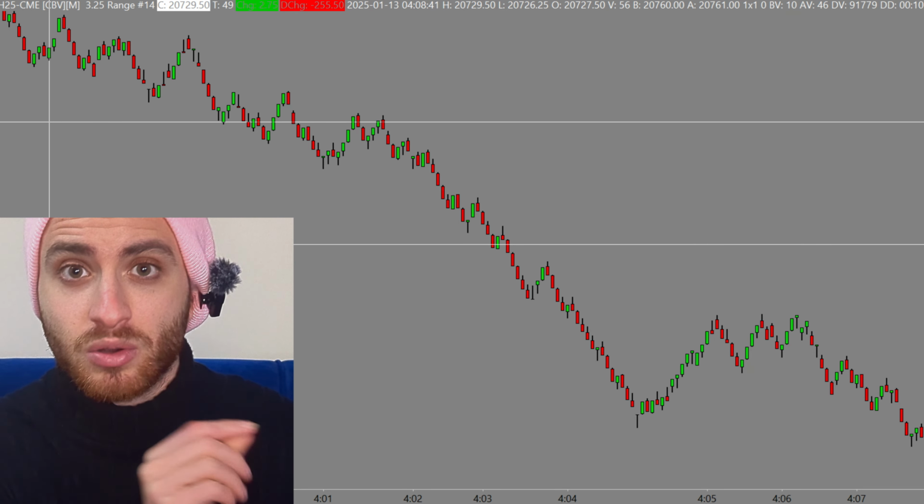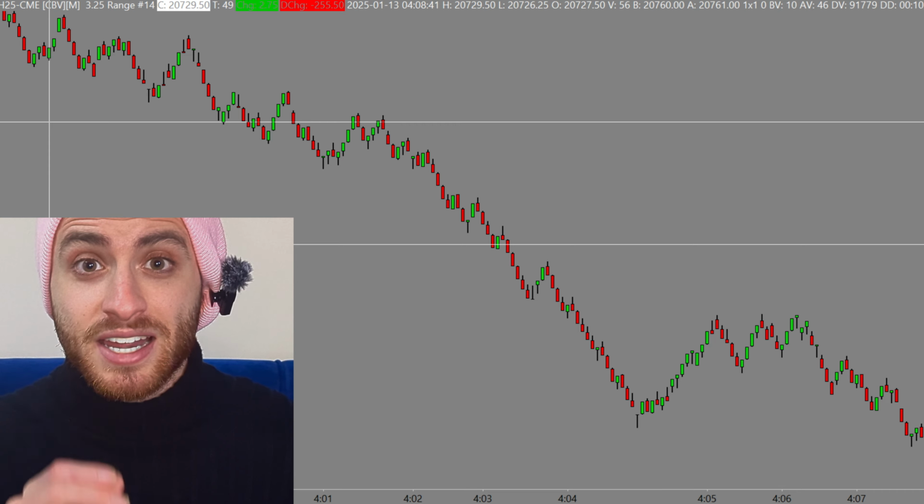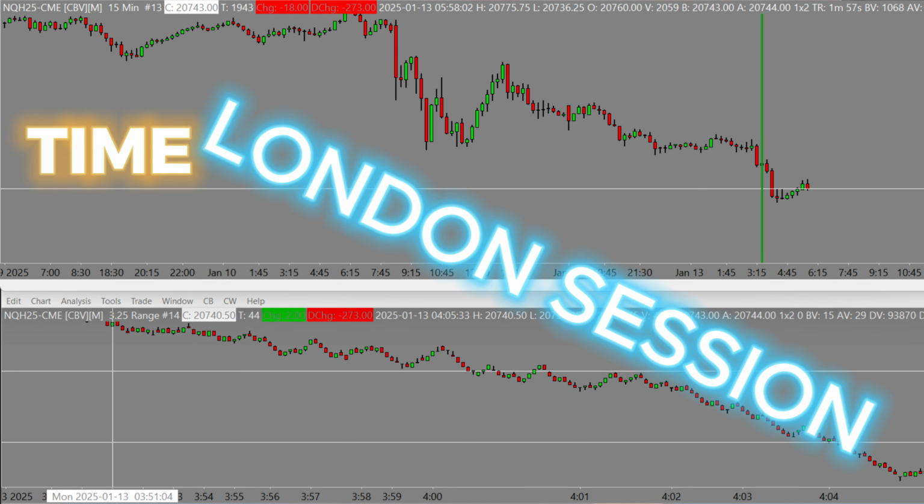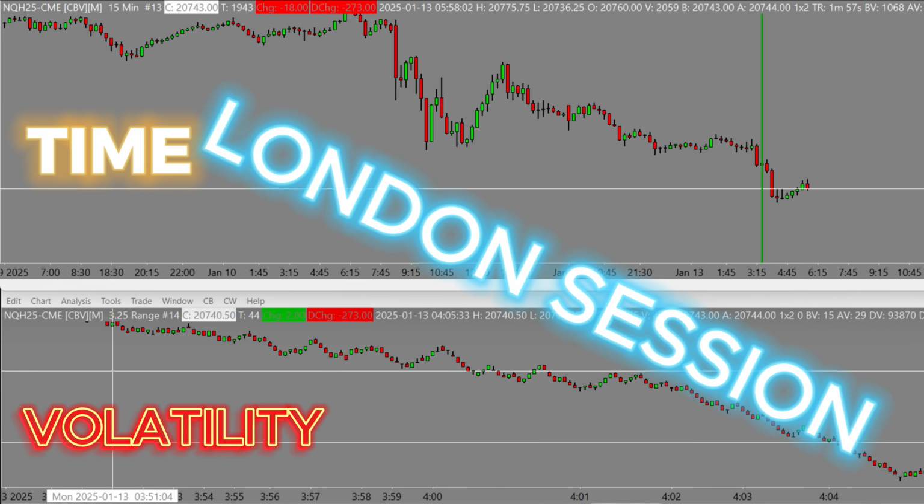Now I'm going to introduce you to the range candle. Here is a range candle. Now you can see clearly that it is different from the time-based, and here are the volatility-based candles. You can see that those two are different. Now we said before that volatility measures how much it moves.